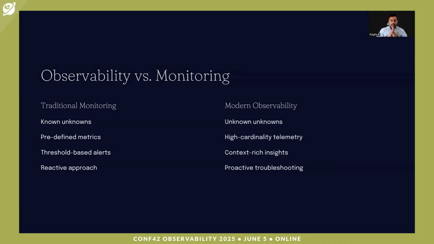With observability, you gain a more complete picture of your systems, allowing you to be proactive, like I mentioned, rather than just reacting to the issues. And also with observability, you can gain visibility into the unknown unknowns that traditional monitoring may miss, leading to a better overall system health and performance output.